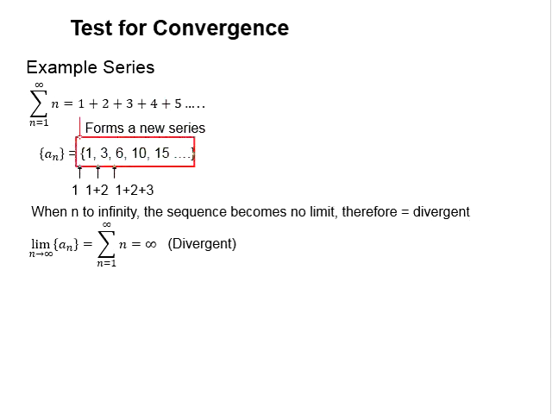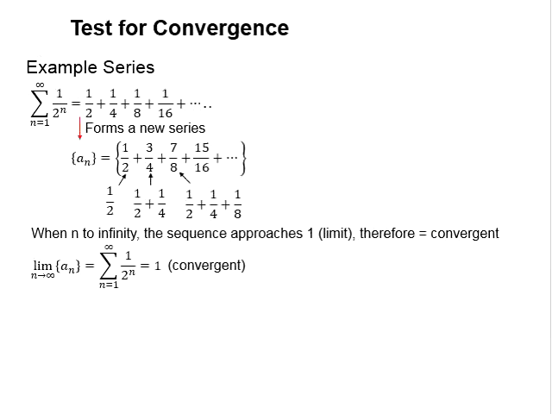This forms a new sequence, and what you see here is the number is increasing, and there will be no limit. It eventually gives you infinity. With that, this series is considered divergent. Let us look at this example.